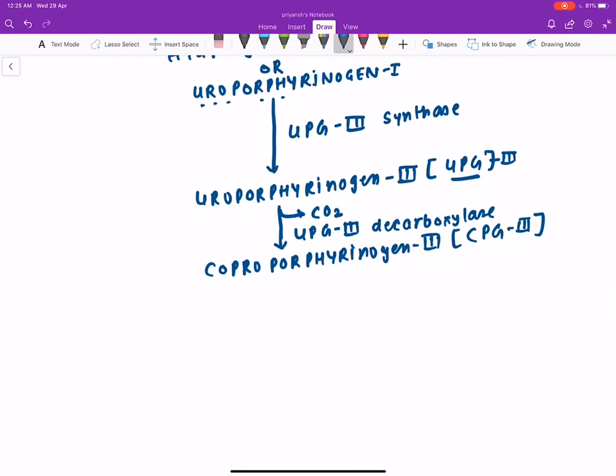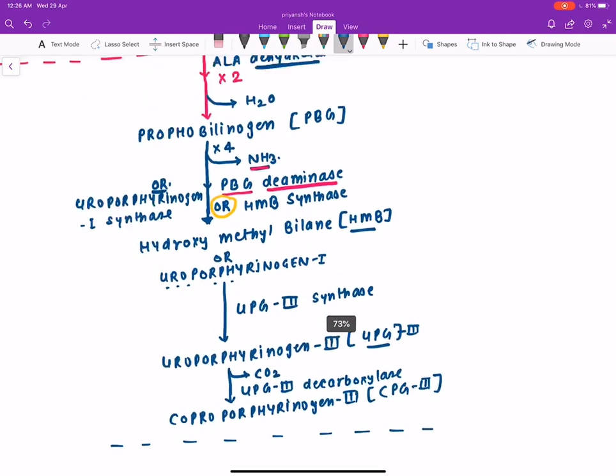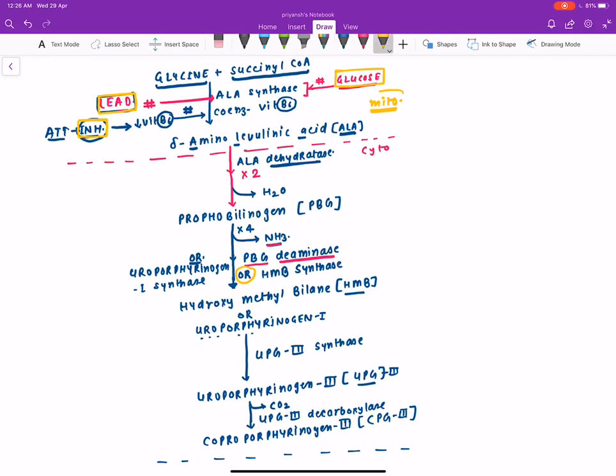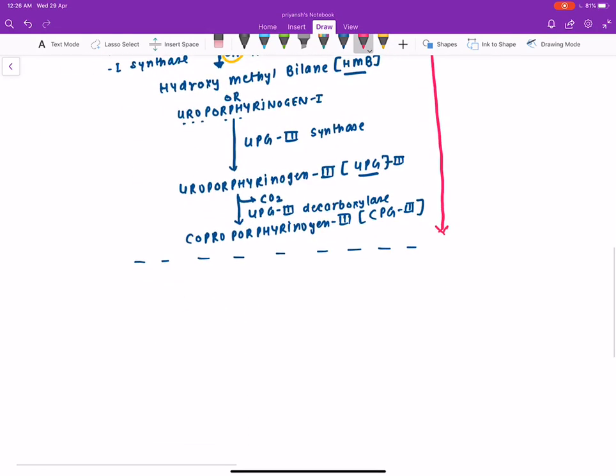Till this point, the reactions were occurring in the cytoplasm. As I told you, the pathway we started in the mitochondria, then we came to the cytoplasm. So all these reactions which we have discussed till now were occurring in the cytoplasm. Now again, this coproporphyrinogen 3 will enter the mitochondria.